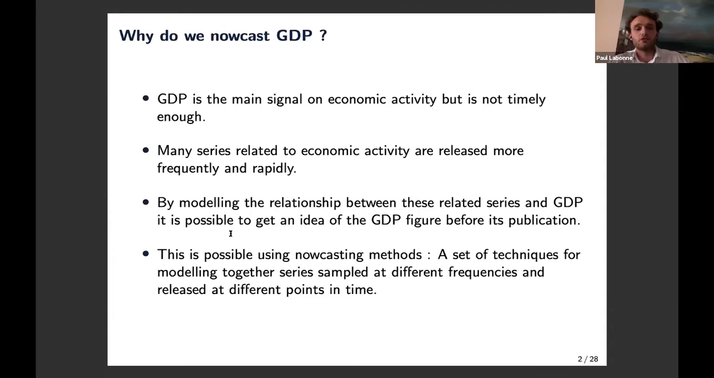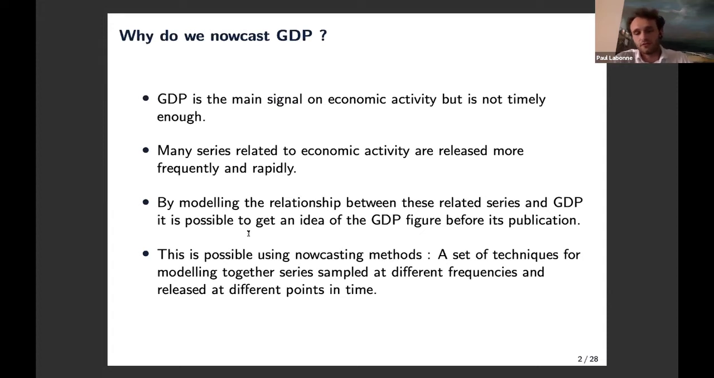And in order to do so, it's possible to use series which are related to GDP, for instance, like unemployment, but which are released more frequently and more rapidly. For instance, unemployment is typically published weekly or monthly and only a few days after the end of the reference period. So if we manage to capture the relationship between these related series like unemployment and GDP, then it's possible to update our estimate of GDP every time we have new information on this related series.